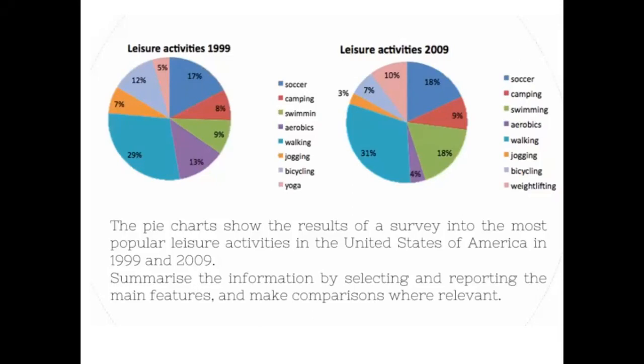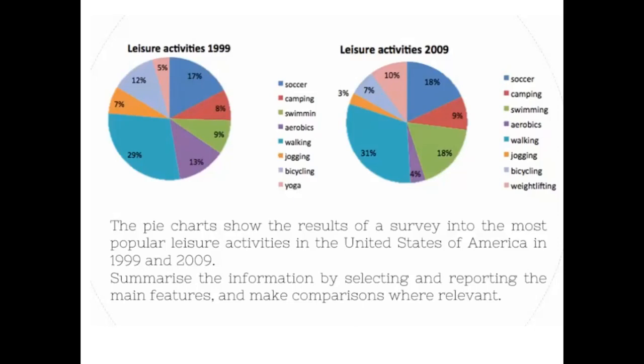It's pretty similar to the first graph. It is written: the information provided by the IDP is the pie charts. Pie charts show the result of a survey into the most popular leisure activities in the United States of America in 1999 and 2009. So a similar method we will use. We'll have a look at the graph. Of course you can do the paraphrasing, but sometimes simply replacing word by word can be tricky, and you might get stuck on a particular word.